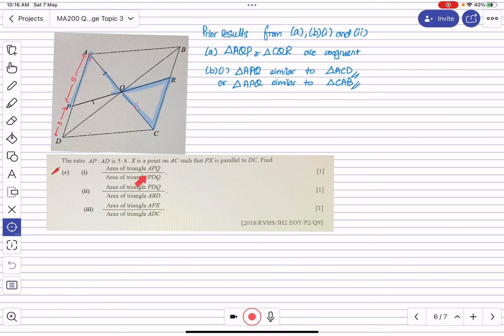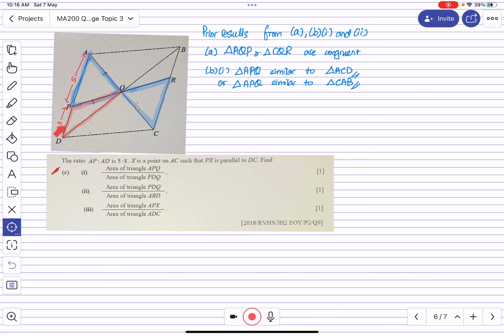We want to look at the area of APQ to PDQ. Because these two triangles are congruent from part A, I'm going to highlight them using the same color so that you can still see the relationship. Now let's look at our main characters for part 1, which are APQ and PDQ. Because we know that the ratio of AP to AD is 5:8, the ratio of AP to PD will be 5:3. This is 8 units minus 5, which is 3.